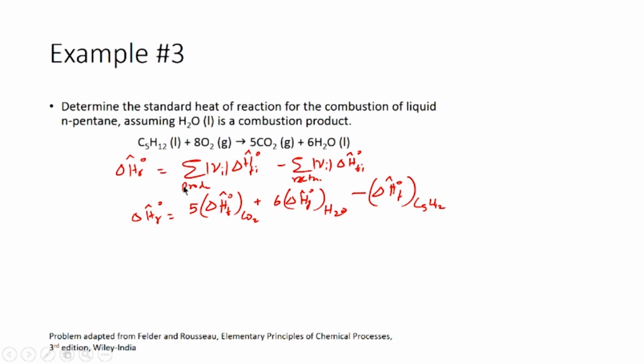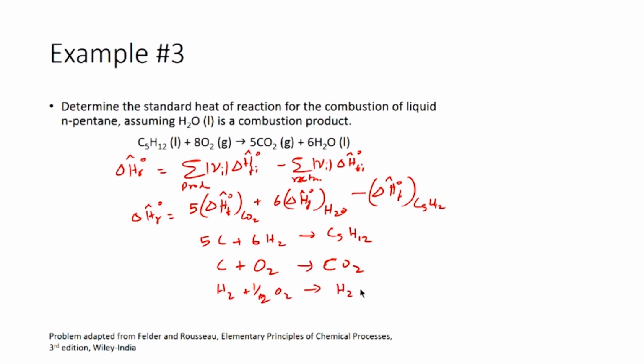The formation reaction for n-pentane would be 5C plus 6H2 gives C5H12. So, this is a simple formation reaction for n-pentane. For carbon dioxide it would be C plus O2 gives CO2, and for water it would be H2 plus half O2 gives H2O. Let us call these reactions 1, 2 and 3, and we will have to see if we can get the reaction of interest from these 3 equations and what operations we would have to do.